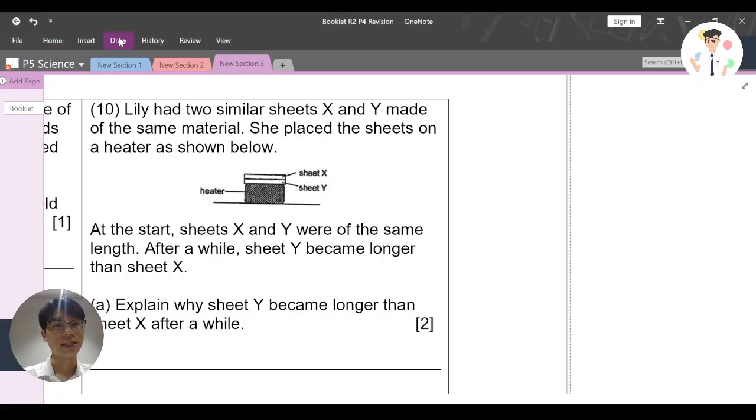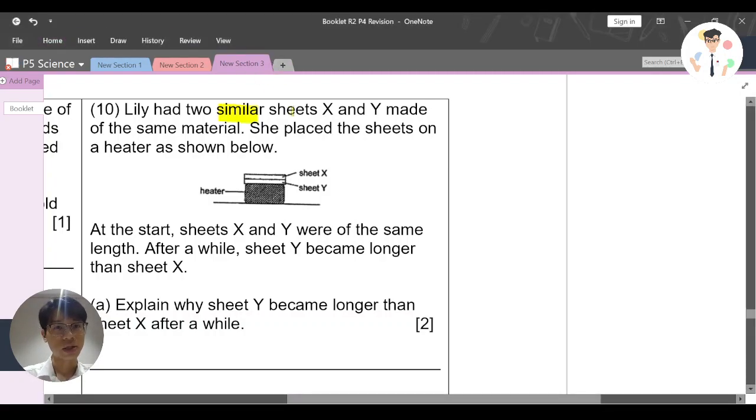So here the question says Lily had two similar sheets X and Y made of the same material. Okay, they are similar and they're made of the same material. Now both of these are placed on the heater as shown below. So you can see this is the heater, Y is on top of the heater, and X is on top of Y. Now at start, sheets X and Y were of the same length. But after a while, sheet Y becomes longer than X. Now the question is asking you to explain why.